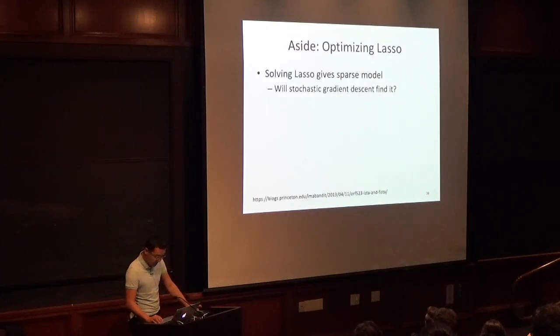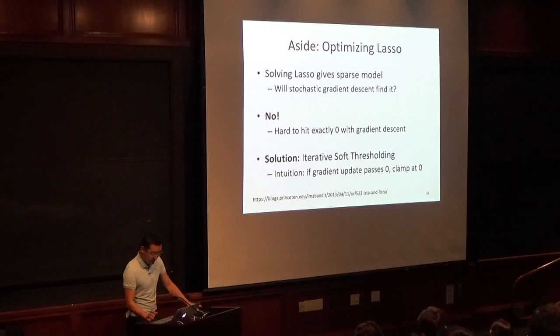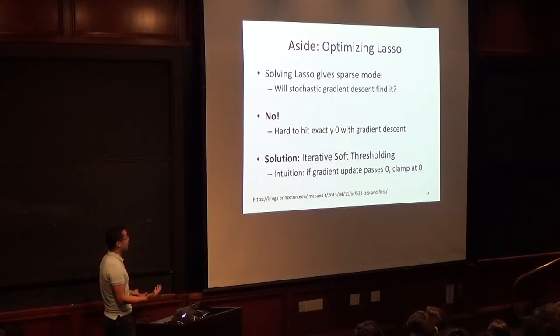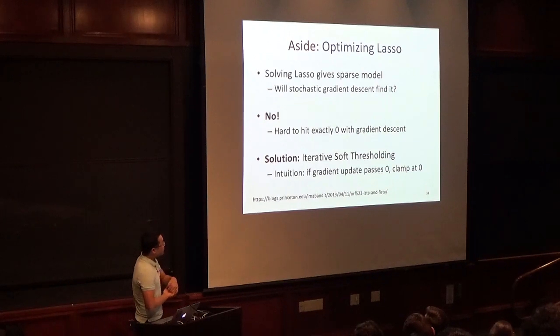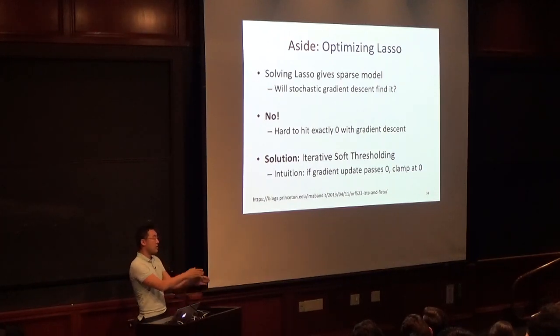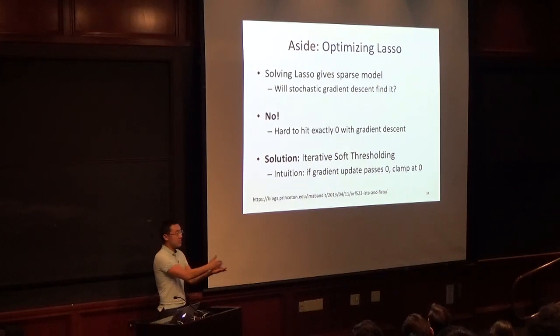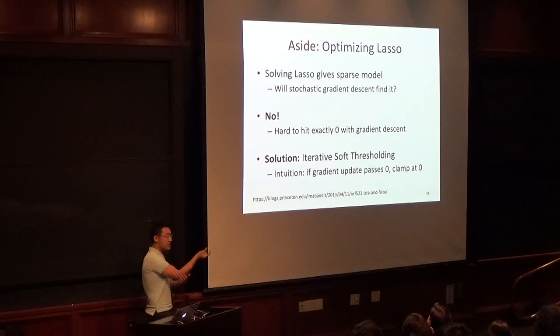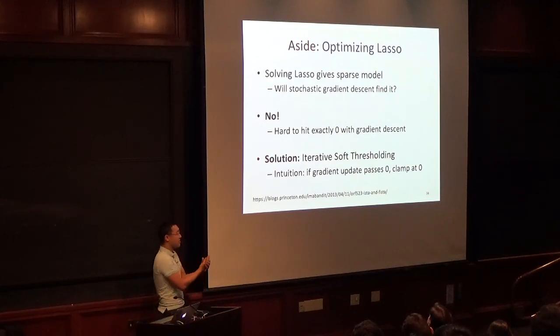Aside, optimizing lasso. I think this was asked several times. How do we actually optimize for the lasso objective? If you do gradient descent, it's hard to hit it. One of the reasons why people want lasso is they want to exactly zero out a bunch of W's. But with gradient descent, with the step size and all that, it's hard to exactly zero out a W.